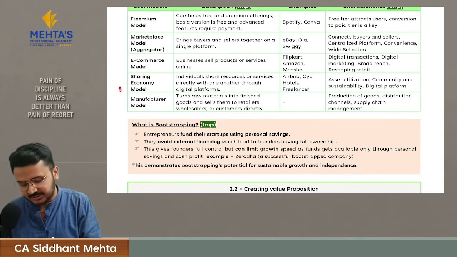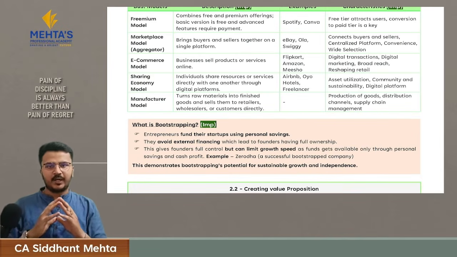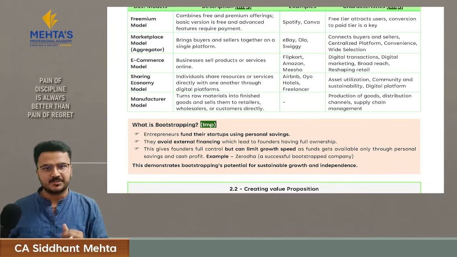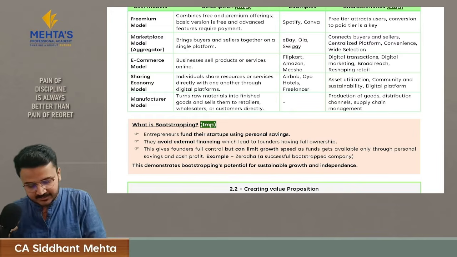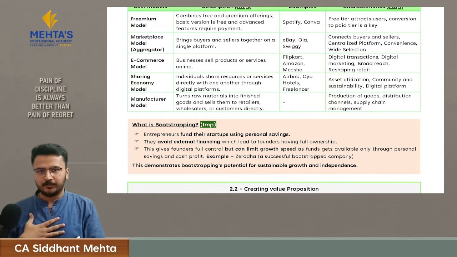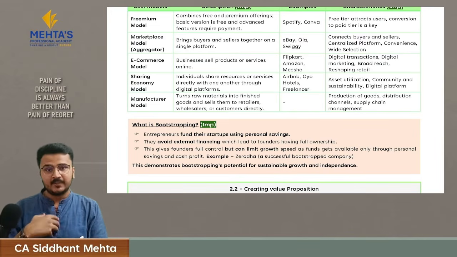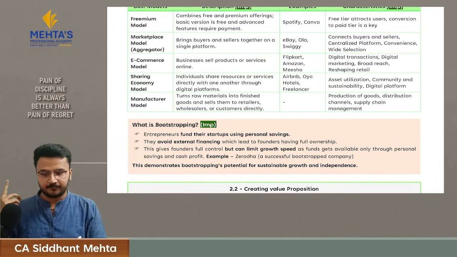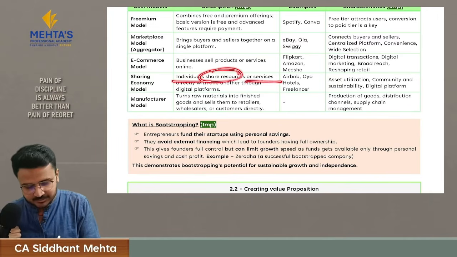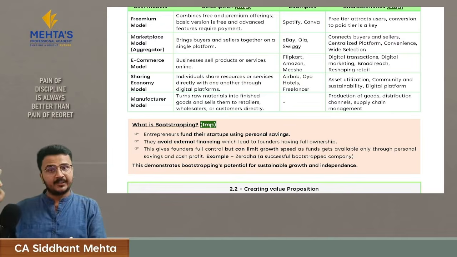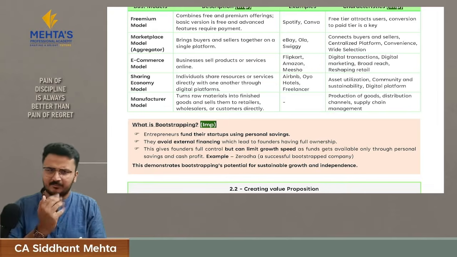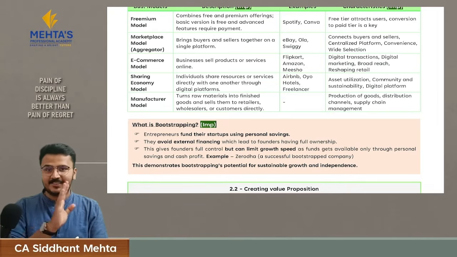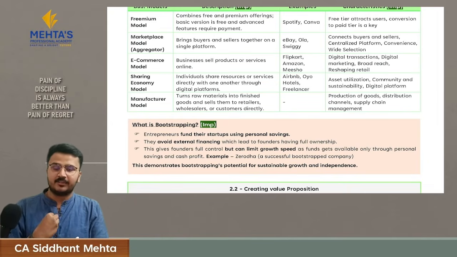And then there is the sharing economy model. Here, if you have any resources or assets with you which you are not using, you can share them. That means in Airbnb, if I have one plot or one flat with me and I'm not using it, I can list it on Airbnb for rent. So here an individual shares resources or services directly with another through digital platforms, for example Airbnb, where you can list your flat for rental yield.